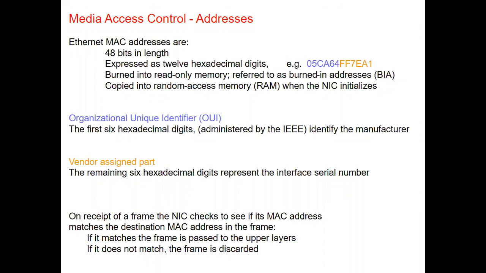So Ethernet MAC addresses are 48 bits in length, expressed as 12 hexadecimal digits. So they are written in hexadecimal. Burned into read-only memory, referred to as a burned-in address, BIA, and copied into random access memory, RAM, when the network interface card initializes. The organizationally unique identifier, the first 6 hexadecimal digits, administered by the IEEE, identifies the manufacturer.